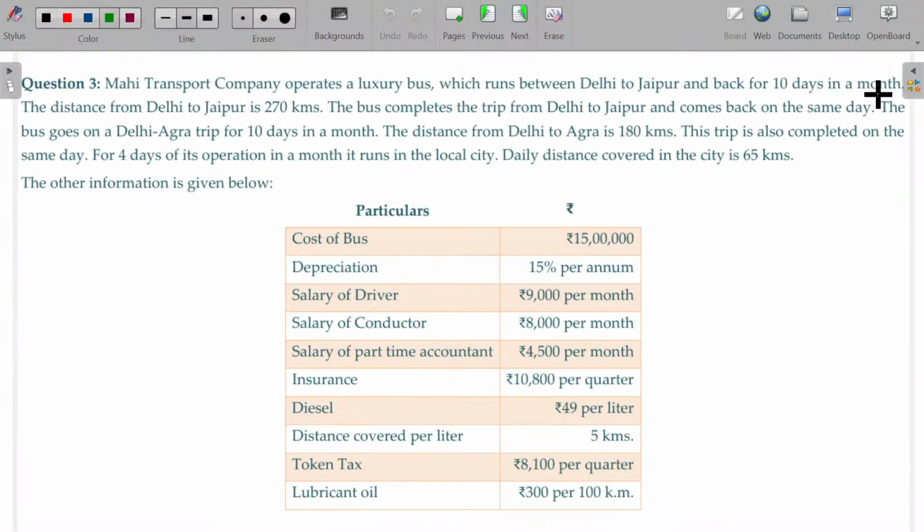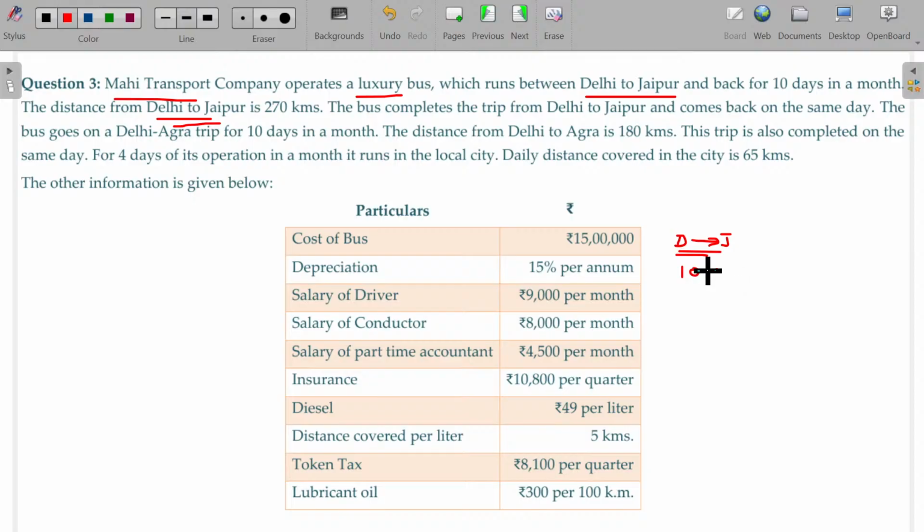Question number 3. Mahi Transport Company operates a luxury bus which runs between Delhi to Jaipur and back for 10 days in a month. So Delhi to Jaipur and back, 10 days a month. The distance from Delhi to Jaipur being 270 kilometers.